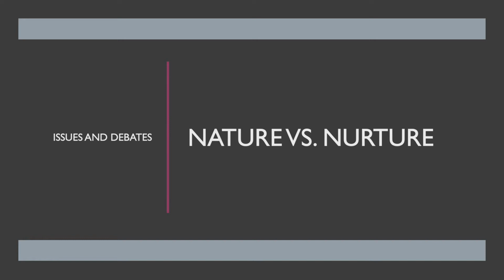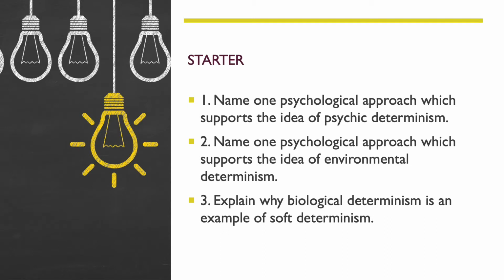So, back to issues and debates. The last lesson that we did before Christmas was free will and determinism. So we are on to nature versus nurture. Your starter for today is: one, name one psychological approach which supports the idea of psychic determinism. Two, name one psychological approach which supports the idea of environmental determinism. And three, explain why biological determinism is an example of soft determinism. Feel free to look back at your notes. If you're not quite sure, look at your textbook. So please pause me now and answer the questions.